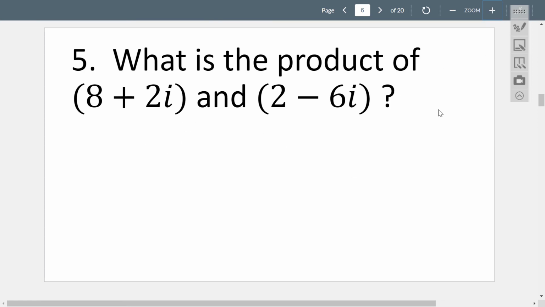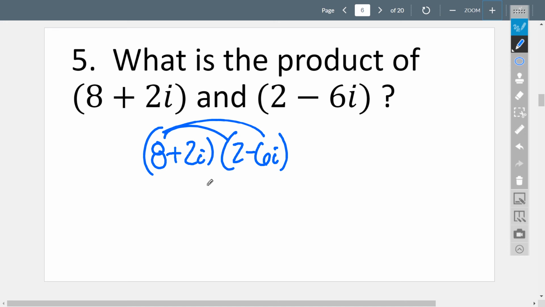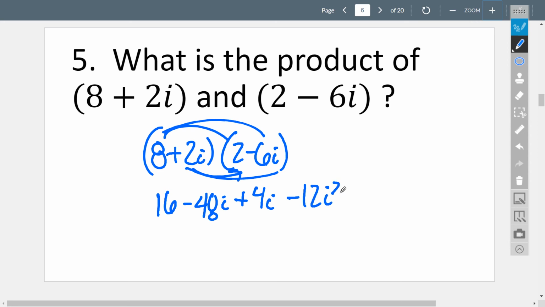What is the product of 8 plus 2i and 2 minus 6i? So the product means we have to multiply these together, which means to use the distributive property. So 8 times 2 is 16. 8 times negative 6i is negative 48i. 2i times 2 is 4i. And 2i times negative 6i is negative 12i squared.